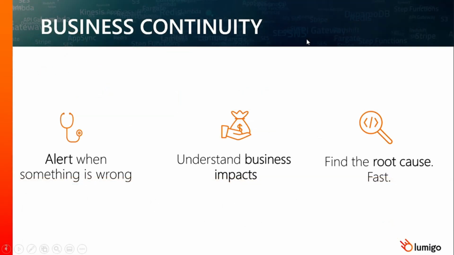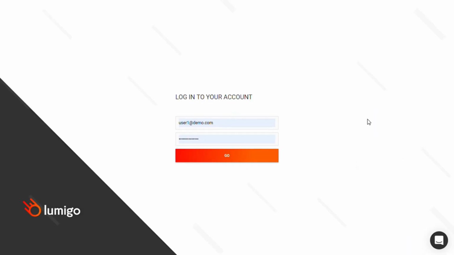Lumigo helps you get alerted when something is wrong with your serverless environment, understand the business impacts of that error, and find the root cause quicker so you can fix the problem as soon as possible. Lumigo is a SaaS platform, so it's very easy to get started. Once onboarded, you'll get a username and password and you can log into the system.